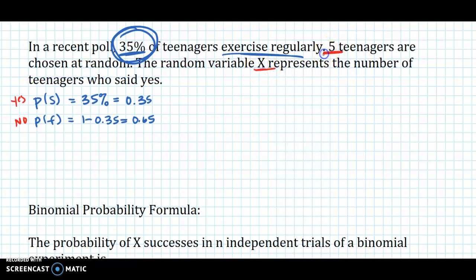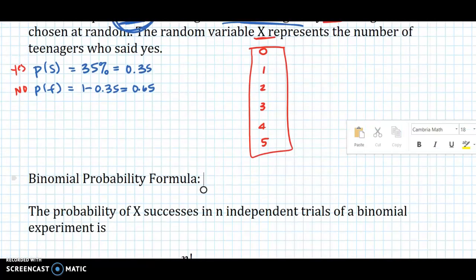So since we are sampling 5 teenagers, 5 people from the total study, we could grab 0 people who say yes, 1 person who says yes, 2, 3, 4, or 5. So these are our possible outcomes. You could have 1 person who says yes, or all 5 people could say yes. It just depends. And that's what we're going to be calculating the probability for eventually.